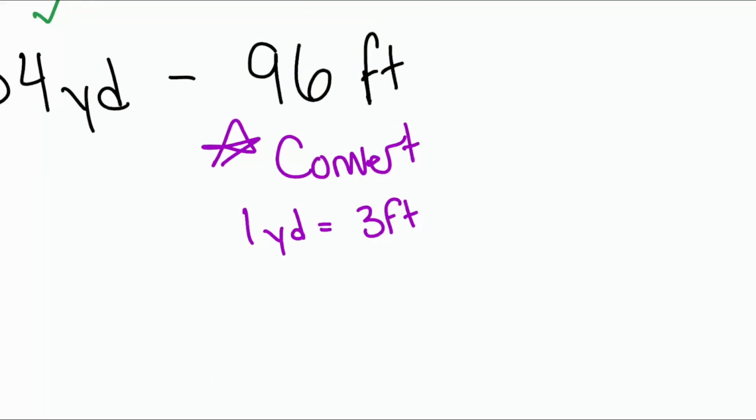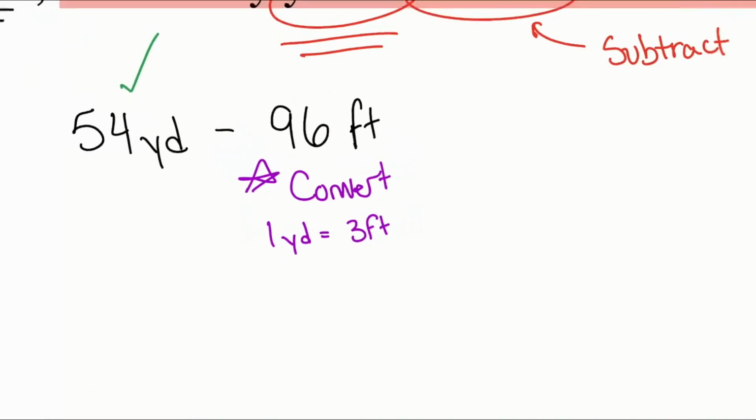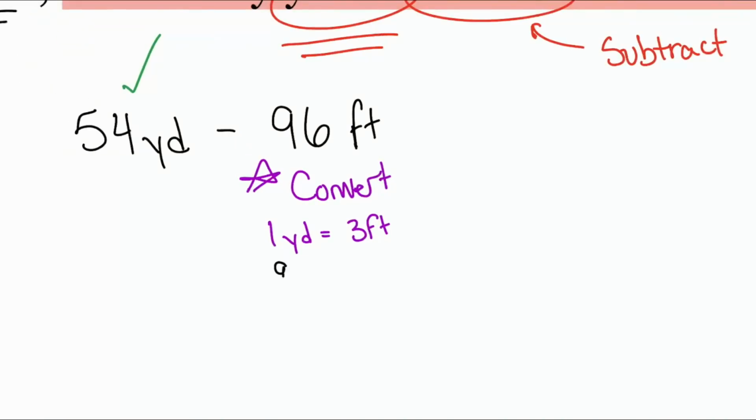So let's do it. Everybody help me out. What is 96 divided by 3 to convert? Let's convert that. 96 divided by 3 is what? 32. That is correct. 32. So now we have 32 yards. Now this is good. Let's just bring this down, 54 yards.